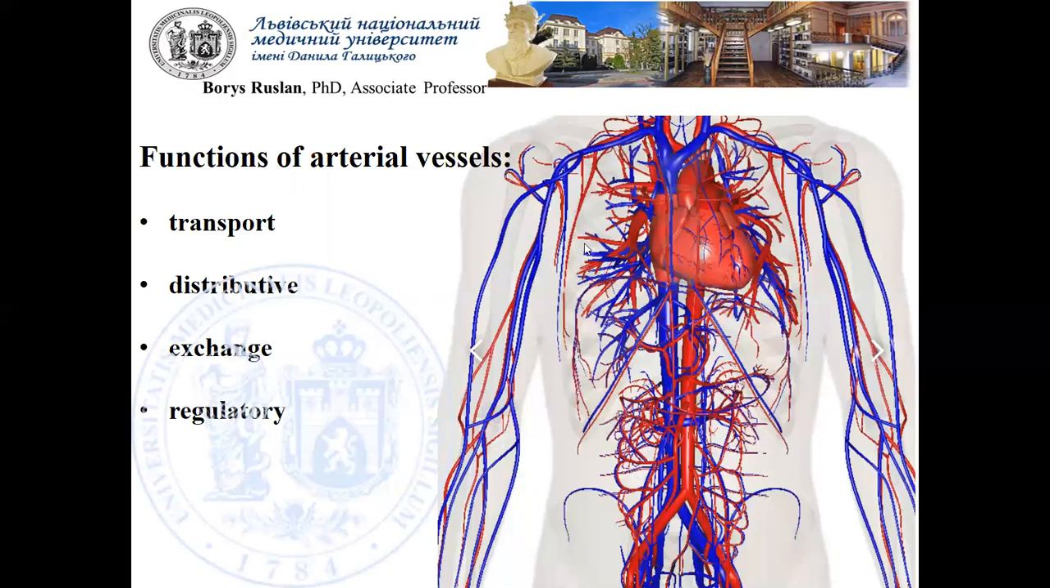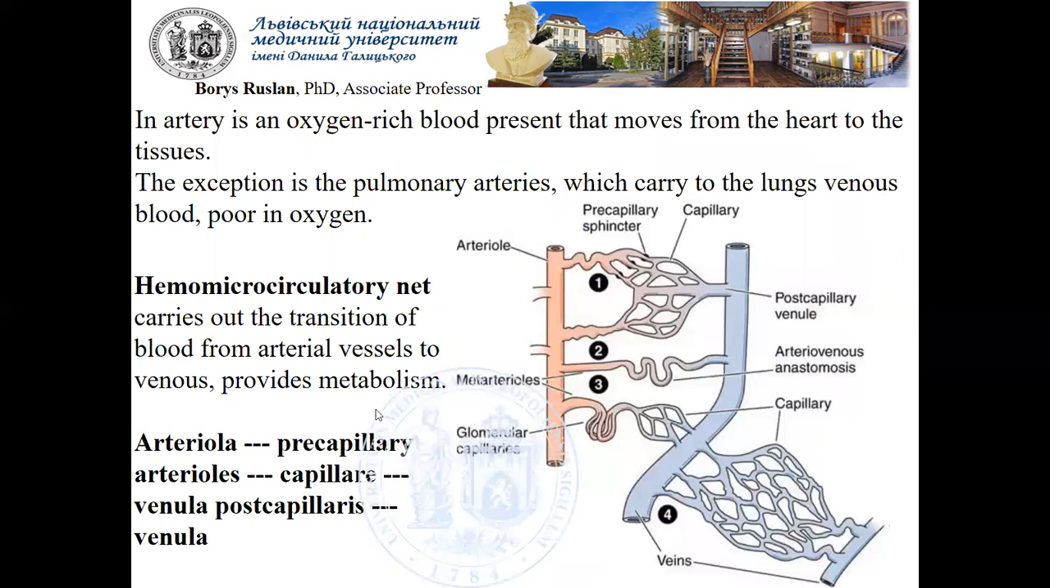What about the function of arterial vessels? The functions are transport, distributive, exchange, and regulatory. In arteries, oxygen-rich blood moves from the heart to the tissues. There is just one exception: the pulmonary arteries, which carry venous blood, poor in oxygen, to the lungs.